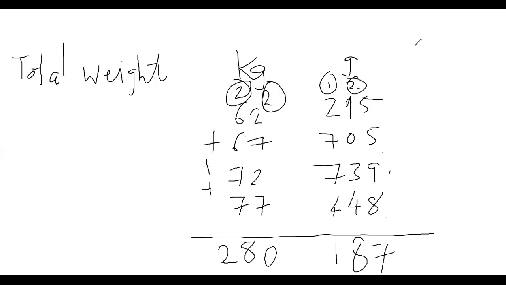The final weight, total weight, is 280 kg, 187 grams. Okay, and now you have to arrange them in the ascending order. All right, list them in ascending order of their weights, right? So who is first and who is last, that also you have to do comparison.